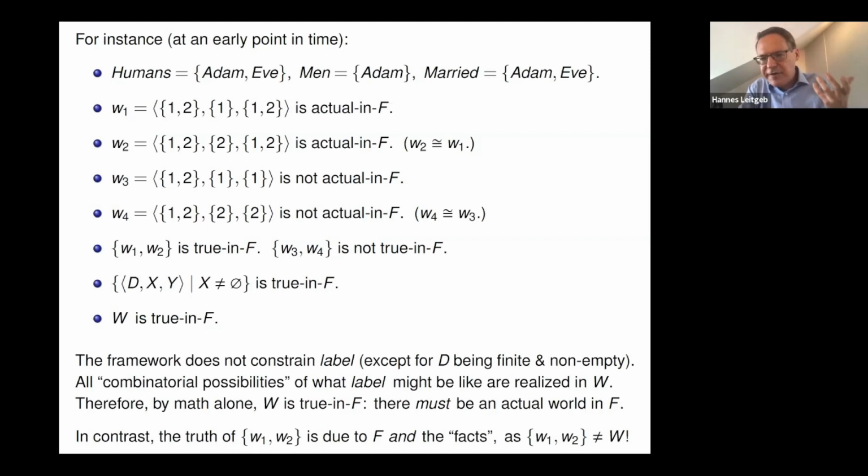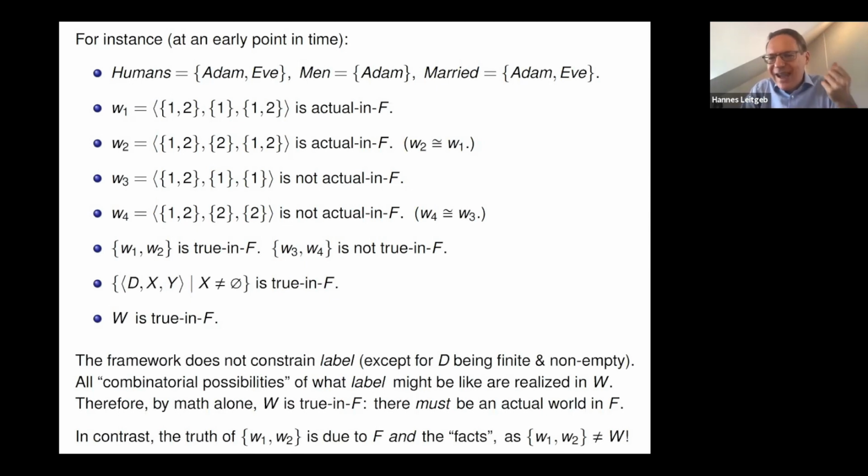And now here's the first thing to observe. If the framework as a whole, that is capital W, the set of all worlds in the framework, taken as a whole, does not constrain the labeling structure, basically, some world in the framework must get the labeling structure right up to isomorphism, okay? Because we have run combinatorially through all the possibilities, okay?